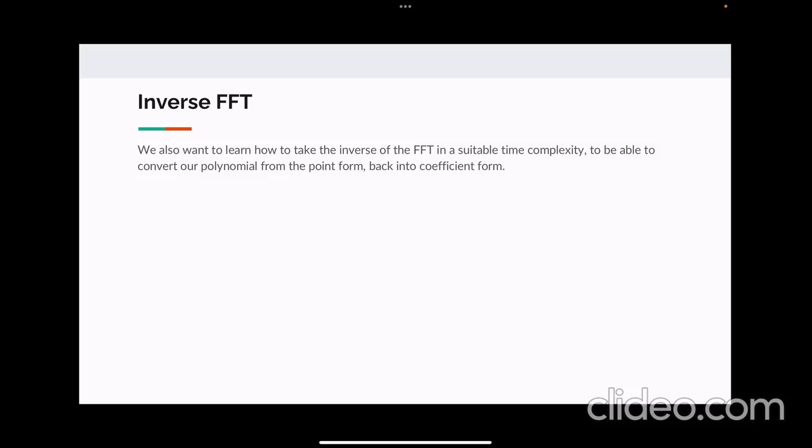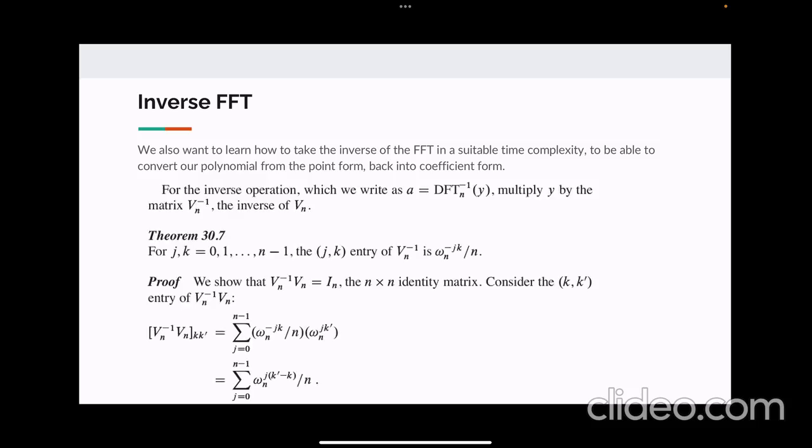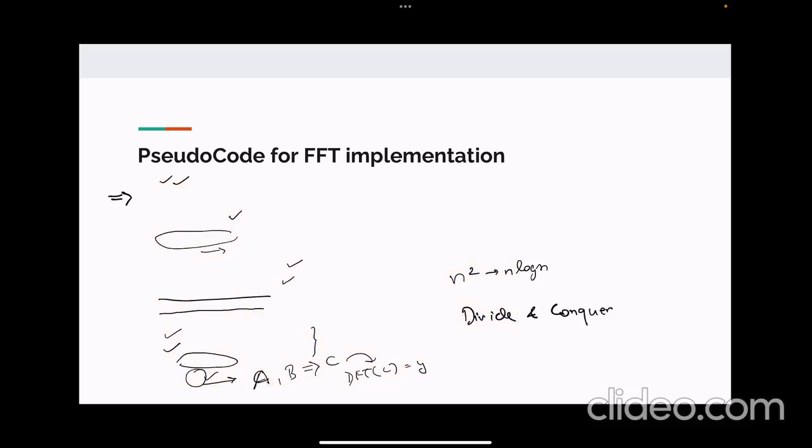To be honest, the inverse fast Fourier transform is the same thing as a fast Fourier transform. That is because let's suppose we can write A as the inverse DFT of Y, where A is our coefficient form and Y is our point form. So here we can multiply Y with V inverse to get A. V inverse is nothing but our original matrix. V is called the Vandermonde matrix, which we had seen earlier.